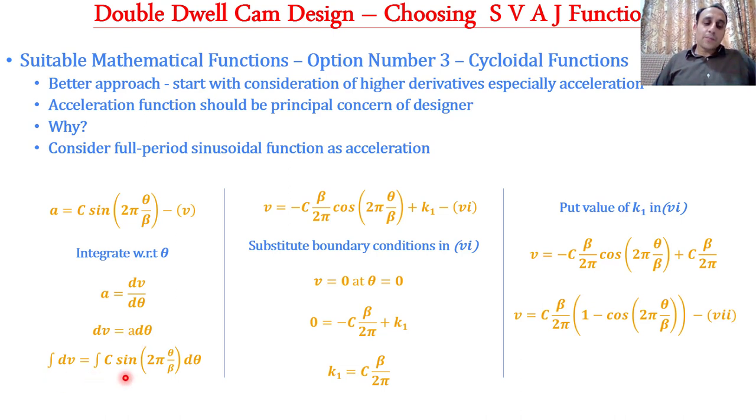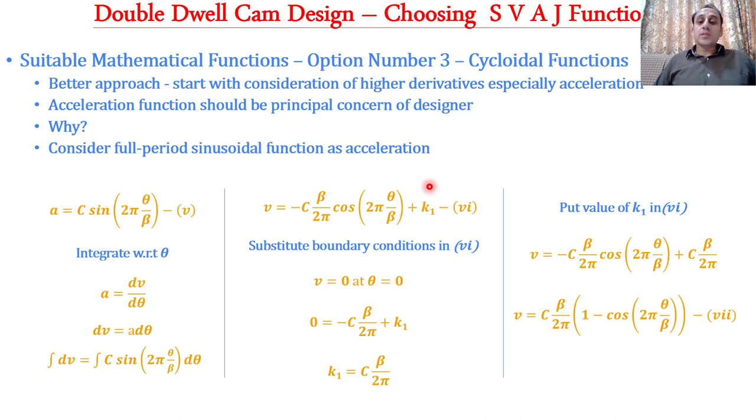When we take the integration of sine, what will we get? We will get the cos, and this term will be divided by 2π over beta. The 2π over beta, when it is divided and brought up, will become inverted and multiplied. And we are getting this integration constant.